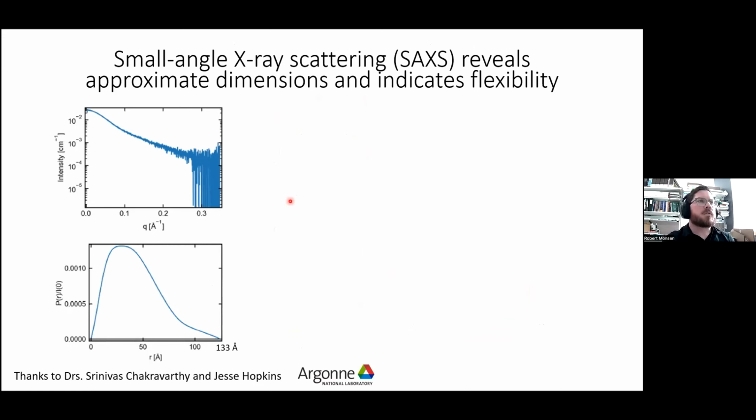As Eugene said, we've also been doing a lot of small-angle X-ray scattering studies. This has been in collaboration at Argonne National Laboratory in Chicago with Drs. Chakravarthy and Hopkins.